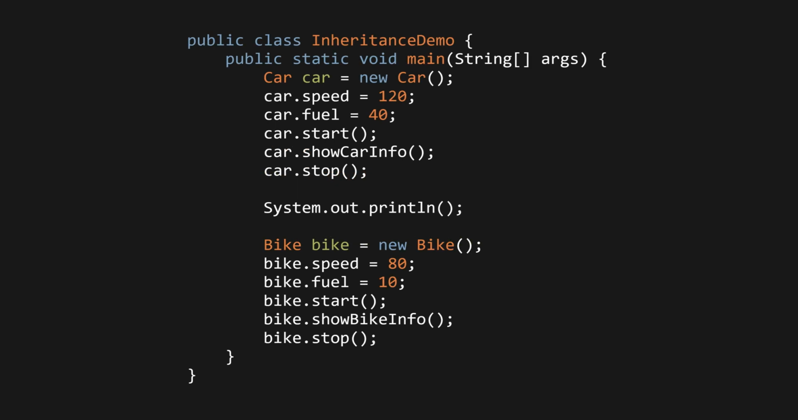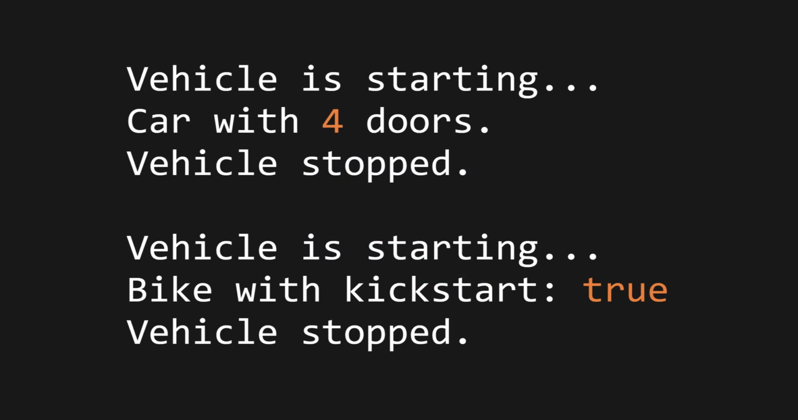Public class InheritanceDemo, public static void main(String[] args), Car car = new Car, car.speed = 120, car.fuel = 40, car.start, car.showCarInfo, car.stop. System.out.println, Bike bike = new Bike, bike.speed = 80, bike.fuel = 10, bike.start, bike.showBikeInfo, bike.stop. And the output will be: Vehicle is starting, Car with 4 doors, Vehicle stopped. Vehicle is starting, Bike with kickstart true, Vehicle stopped.